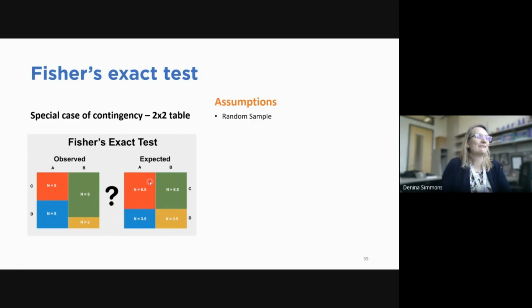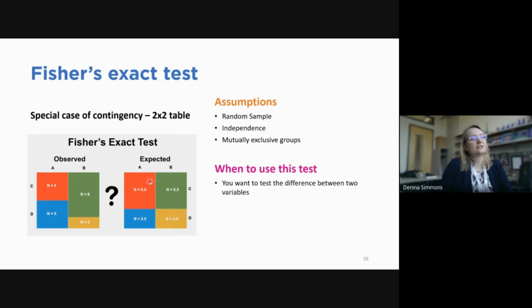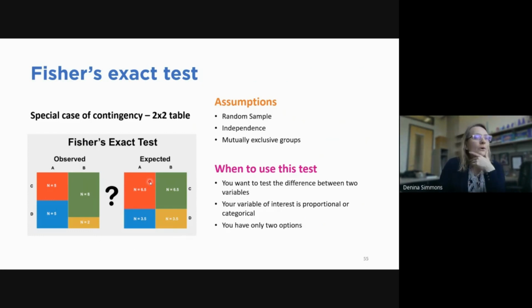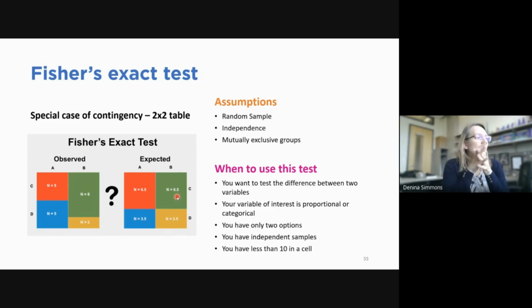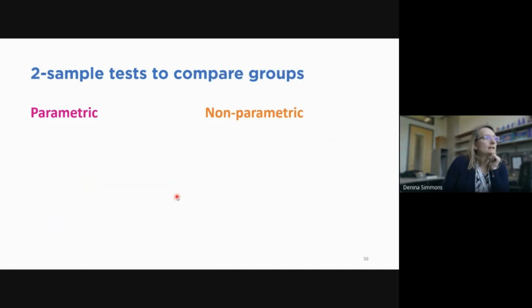So the assumptions are that you have random sampling, independence, and mutually exclusive groups, and you use this test when you want to find out the difference between two variables, and that variable is either categorical or proportional, and you only have two options. So you're sort of looking at that binomial data that I described last week. You definitely want to have independent samples. So if you're sampling the same thing over and over time, that's not independent. And you have to have less than 10 in a cell. So I guess what that means is in one group of count data, you wouldn't want to have an N of greater than 10. At that point, you want to use a different test. So this is meant for a smaller sample size.